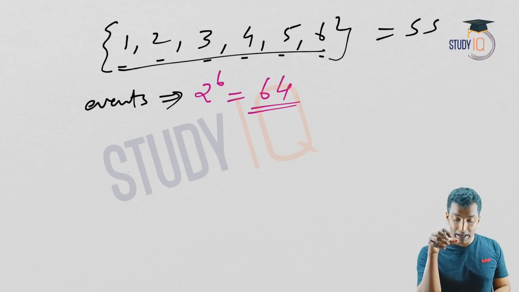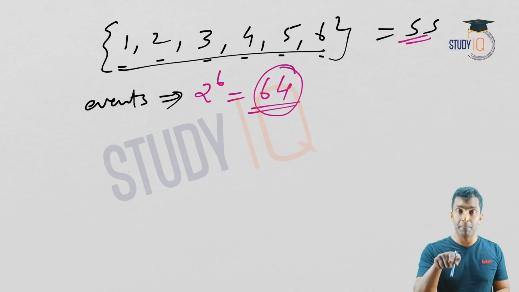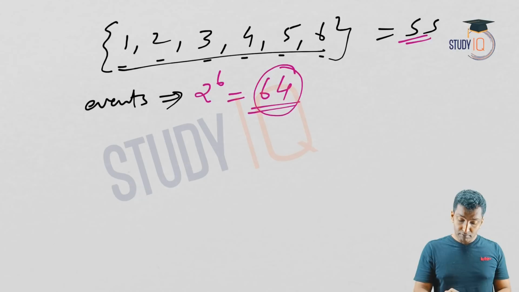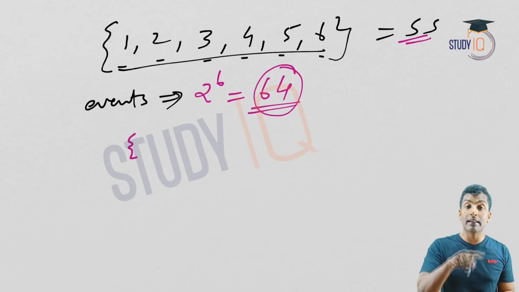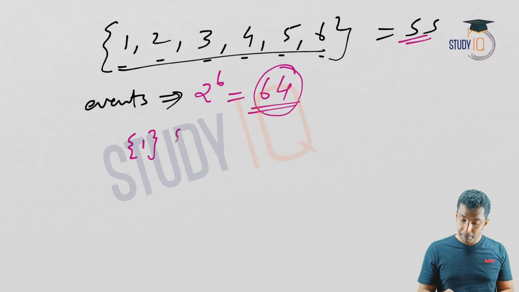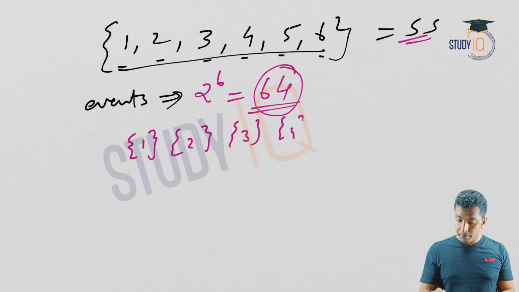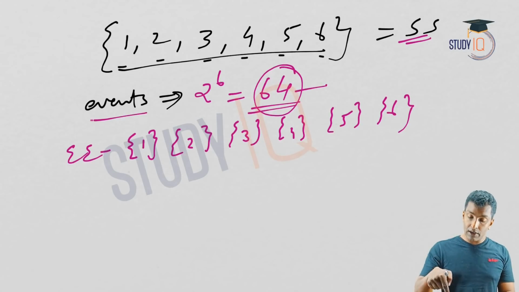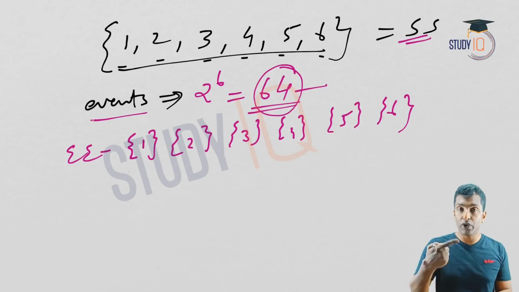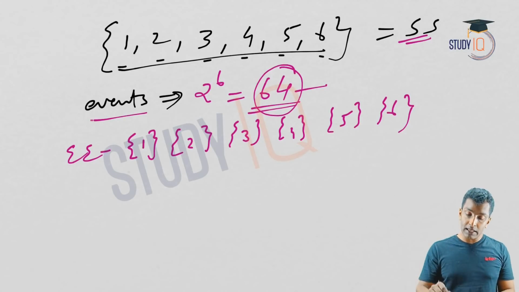So if you ask how many events there are for this sample space, there are 64 events, out of which there are 6 elementary events. What are they? The singleton subsets: 1, 2, 3, 4, 5, 6. These are elementary events. So events are 64, and out of 64, 6 are elementary events. That's how you need to interpret it. So the total number of subsets is 64.